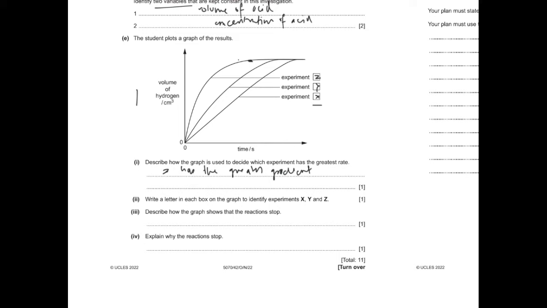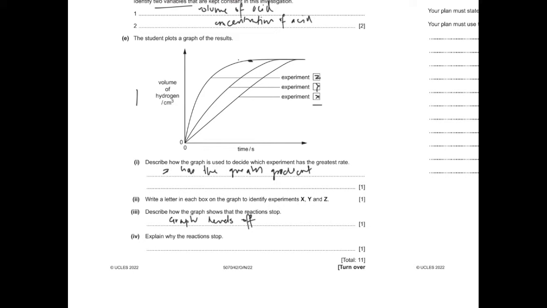Describe how the graph shows that the reaction stops. So these curves level off, or the curves flatten to the horizontal. So you can say the graph levels off. That is the terminology that is used in your marking scheme, that the graph levels off. Okay, you can also say that the curve becomes horizontal.